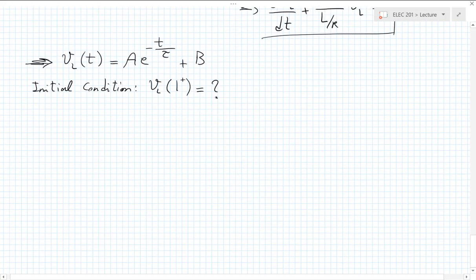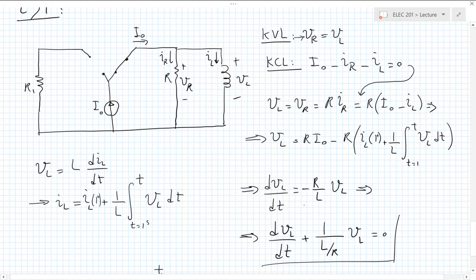So let's say this is a question mark, right? Now, we know that the current of the inductor at 1 plus equals the current of the inductor at 1 minus, which equals 0. What does that say about the rest of the circuit? We know that there is current I naught going through this branch, and it's being pushed over to the resistor and inductor, right? So if the inductor current is 0, all of that current has to go through the resistor, right?